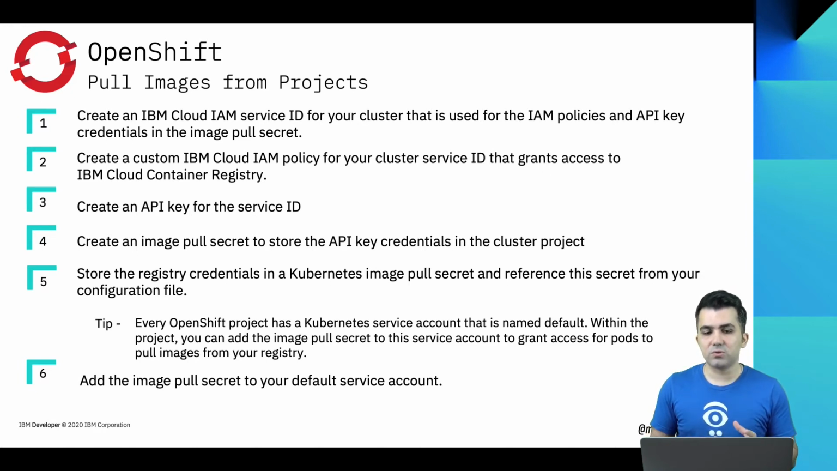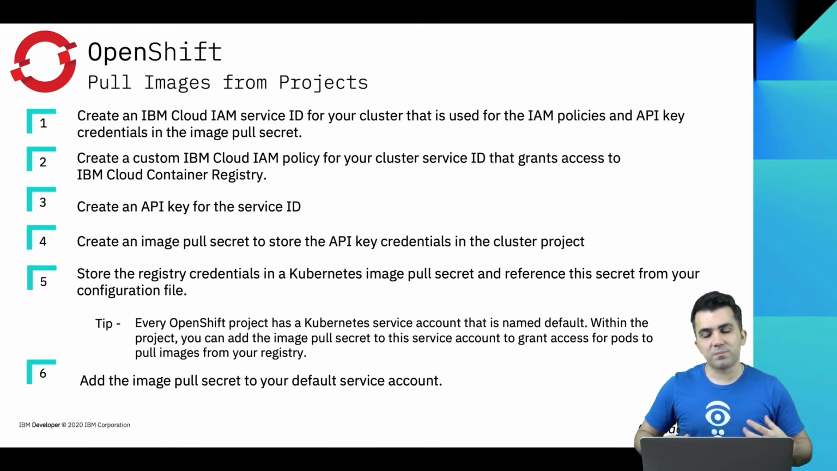So you need to first of all create an IBM Cloud IAM service ID for your cluster. That's the first one. The second is you need to create a custom IBM Cloud IAM policy. So first you create your IAM service ID, then create an IAM policy for your cluster service ID, and then you create an API key for the service ID. With that, you can create an image pull secret to store the API key credentials.